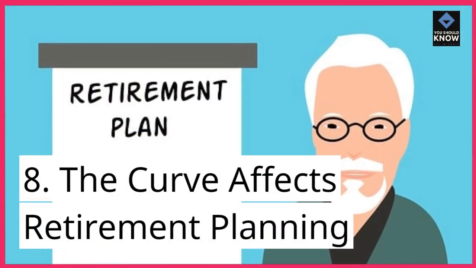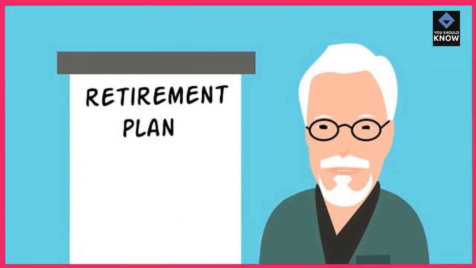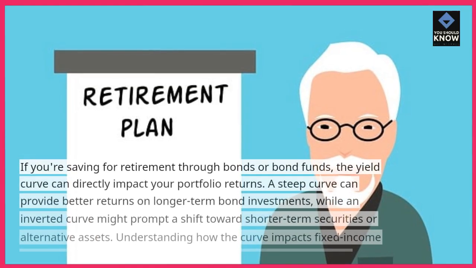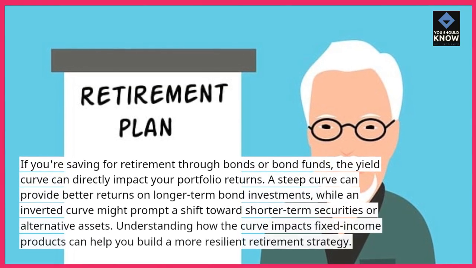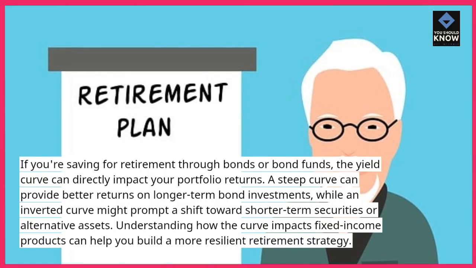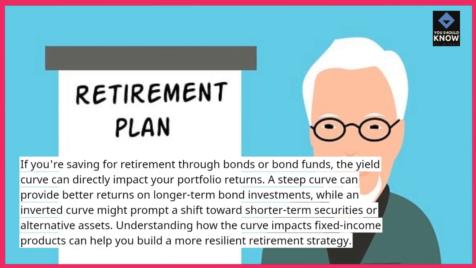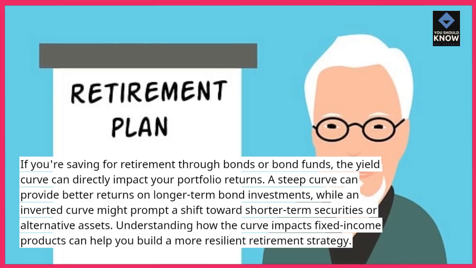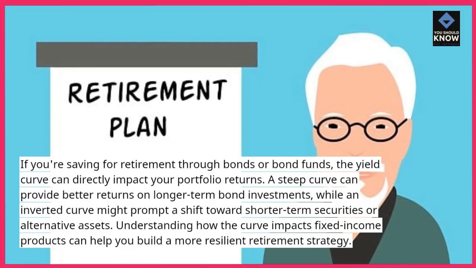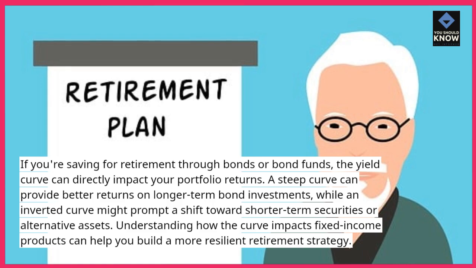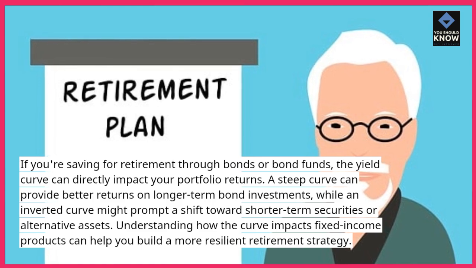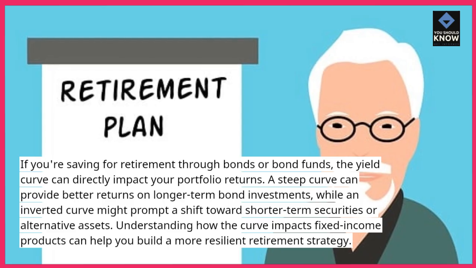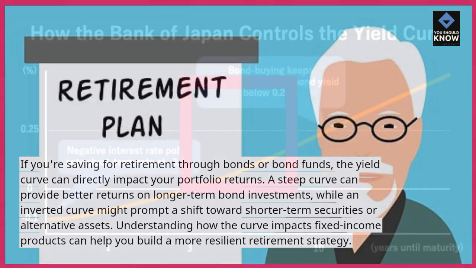8. The curve affects retirement planning. If you're saving for retirement through bonds or bond funds, the yield curve can directly impact your portfolio returns. A steep curve can provide better returns on longer-term bond investments, while an inverted curve might prompt a shift toward shorter-term securities or alternative assets. Understanding how the curve impacts fixed income products can help you build a more resilient retirement strategy.